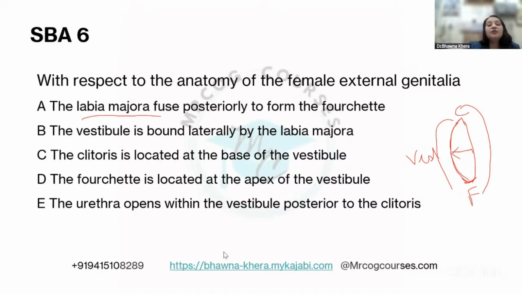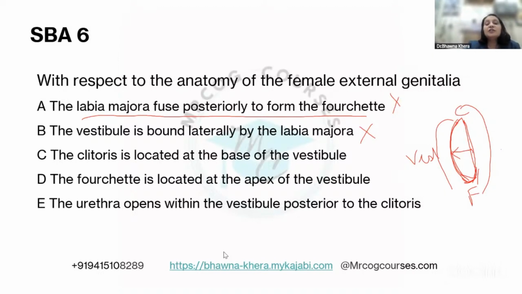The labia majora fuse posteriorly to form the foresheet. So we just saw that the labia minora fuse to form the foresheet. So this is an incorrect statement. The vestibule is bound laterally by the labia majora. So we just saw that the vestibule is bound by the labia minora. So this is again an incorrect statement.